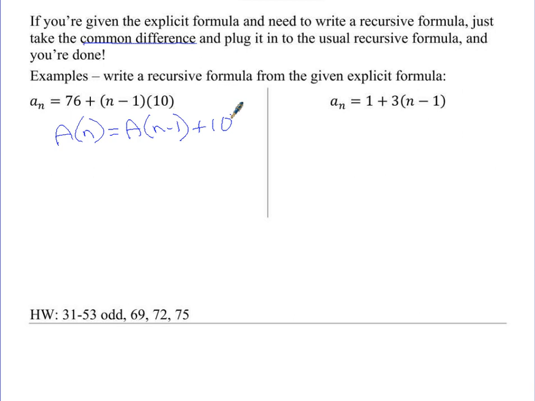So what's the last one? The common difference is 3. So I'm going to write for a recursive formula plus 3. And all that recursive formula says is I take the term before it. To get the next term, I add 3 to it. That's all that says. The term I'm looking at is the term before it plus 3.